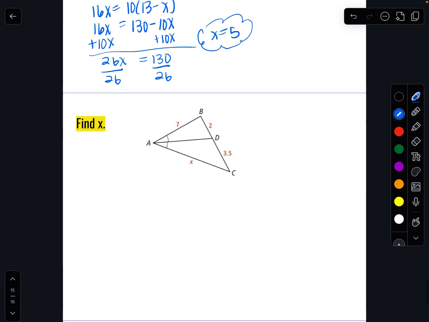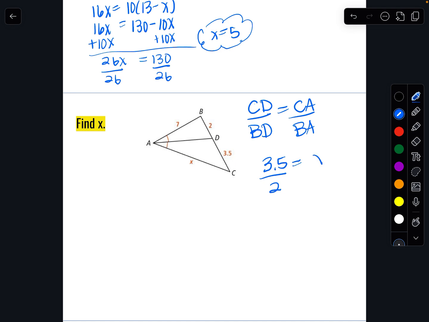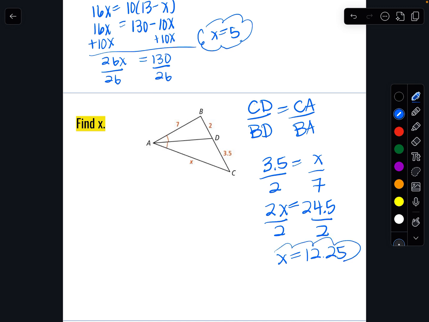One more here. I know CD divided by BD is going to equal CA divided by BA. So plugging in what we know, 3.5 over 2 equals x over 7. Solving this then, 2x equals 24.5, and dividing by 2, I would get x is 12.25.